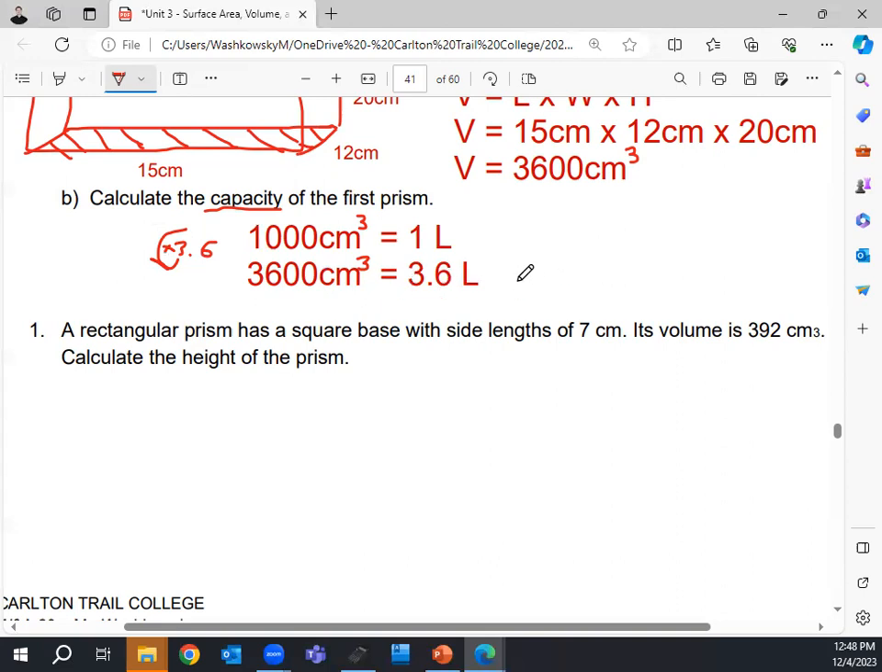So what's my answer? I have 4 different numbers here. What's my actual answer? 3.6 liters. I'm going to give that a quick circle. So that's how much it actually holds. That's the capacity.